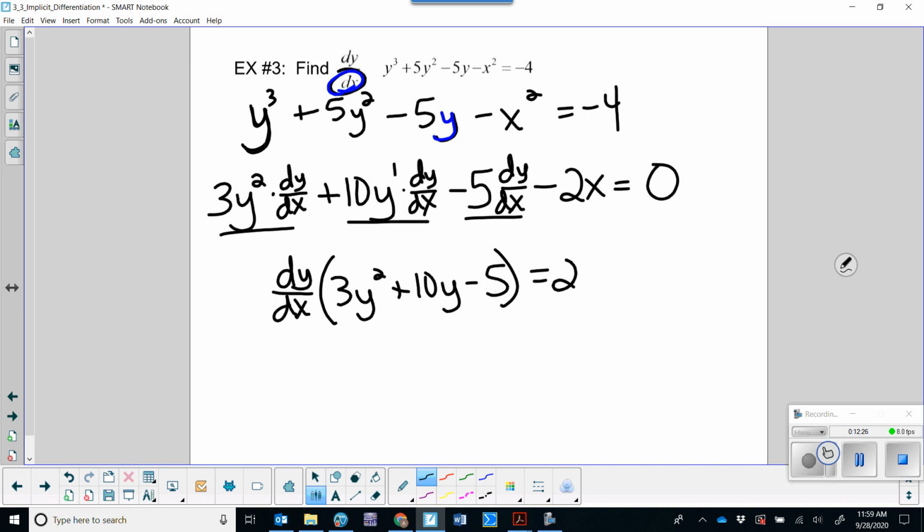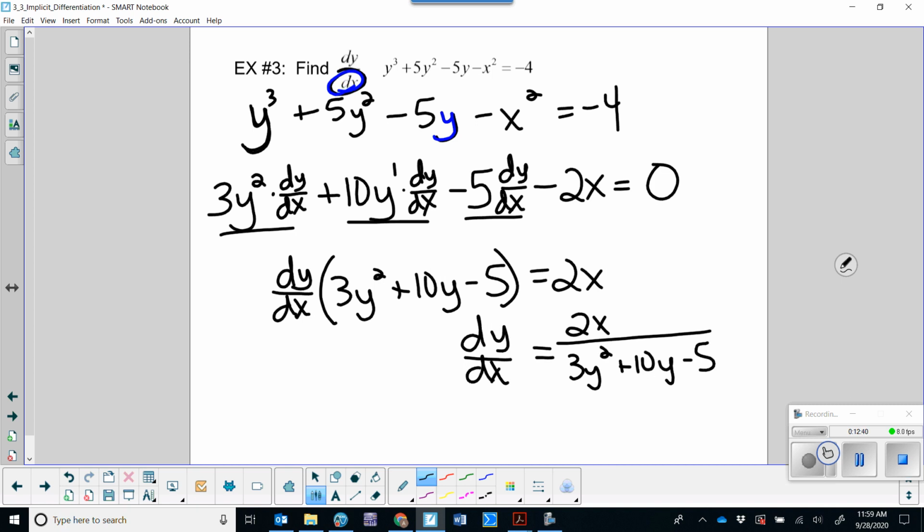Like I said, sometimes you have to kind of give up on keeping the equal signs lined up for one step there. And all I do is divide. So it's 2x over 3y squared plus 10y minus 5. And I'm finished. So you do need to go to the point of having dy dx. And then you know that you're done. And that's it. That's the answer.